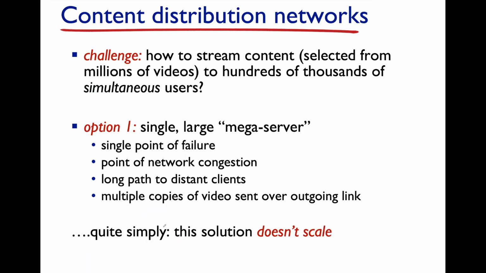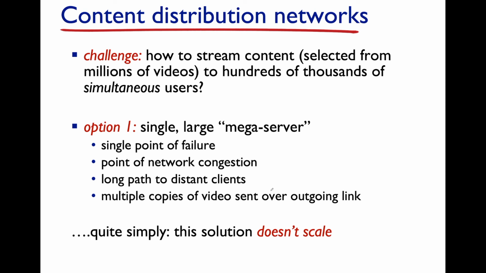So the challenge then is how to stream the content if you have millions of videos, lots of them, to hundreds of thousands of simultaneous users. And so we said that you could have a single mega server, and that's not a real solution. You have a single point of failure, you get a lot of network congestion because of the access link to the server.